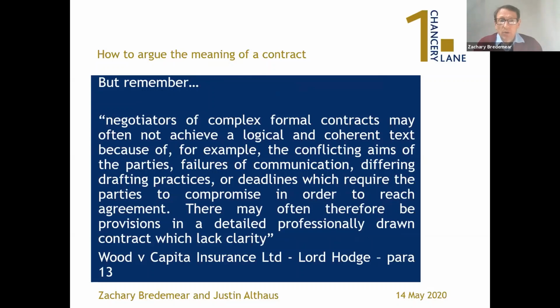"Negotiators of complex formal contracts may often not achieve a logical and coherent text because of, for example, the conflicting aims of the parties, failures of communication, differing drafting practices, or deadlines which require the parties to compromise in order to reach agreement. There may often therefore be provisions in a detailed professionally drawn contract which lack clarity." So even where we have a well-drawn contract, that's no certainty that the parties can't argue that departure from the language is required to give business common sense to the contract.